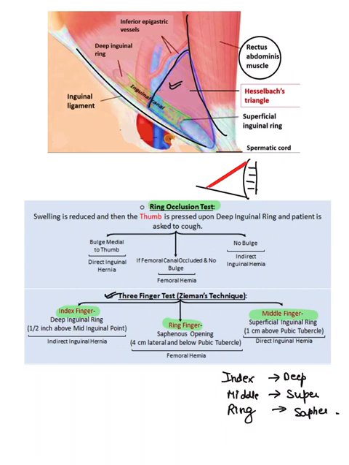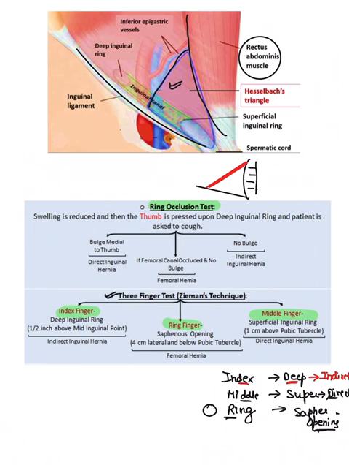Now we need to know where you find the impulse and what kind of hernia it is. It's very easy. Index finger, deep ring, and indirect hernia, because the hernia will enter through it. The middle one is the direct hernia. If we talk about the ring finger, the saphenous opening, which is basically a ring opening, that talks about the saphenous hernia.